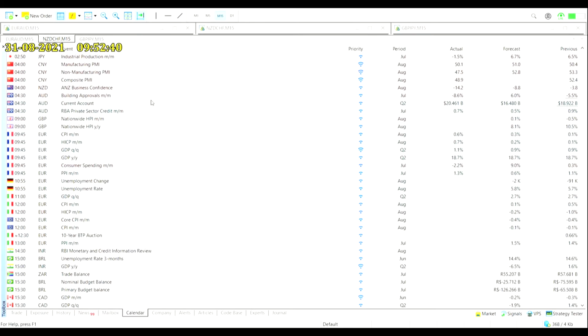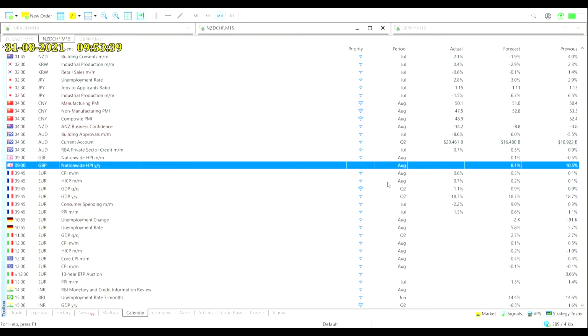Building approvals month on month, a lot less than expected in Australia there. That's a negative 8.6 instead of a positive 6 that was forecast. France's consumer price index, the inflation measure, that came in worse than expected, 0.6 inflation against the forecast of 0.3. Yesterday, it was flat over in Germany. It was 0.0% against 0.7%.